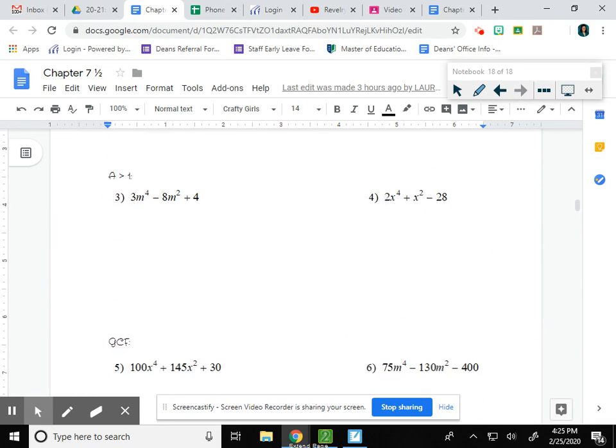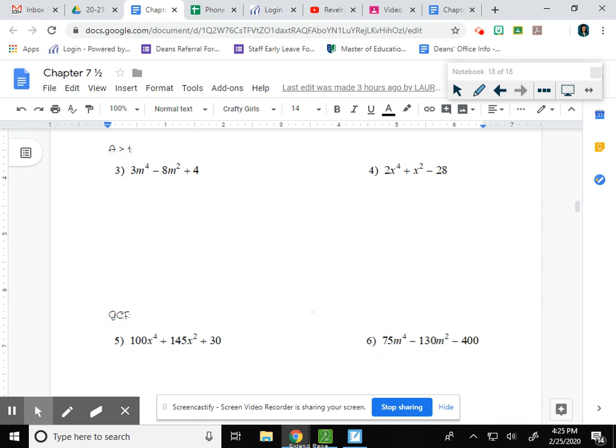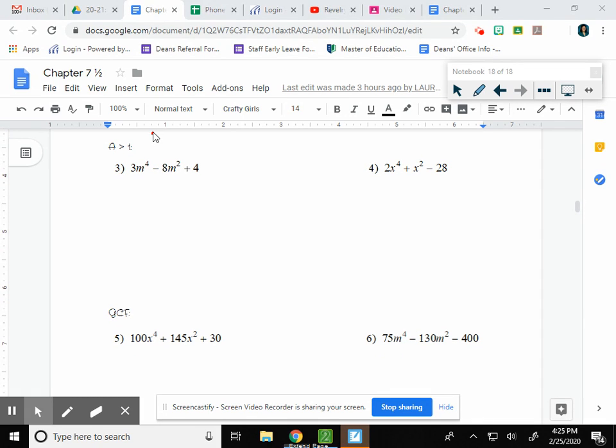So let's look at a couple where our a value is bigger than 1. So this is going to be the long method. Okay, so when we're looking at this one, same sort of thing, we take a times c to get 12. Our b value is negative 8. So then we say, well, what's going to do that? Negative 6 and negative 2 are going to give us negative 8 and multiply to 12.